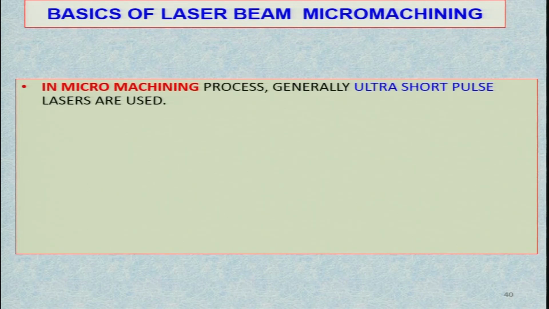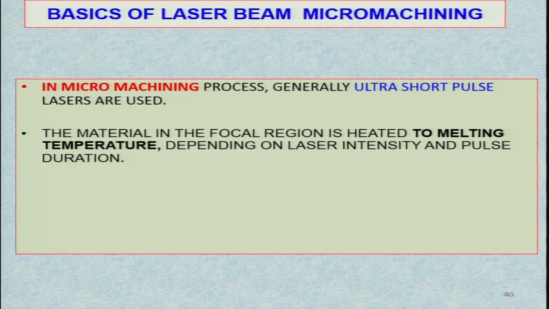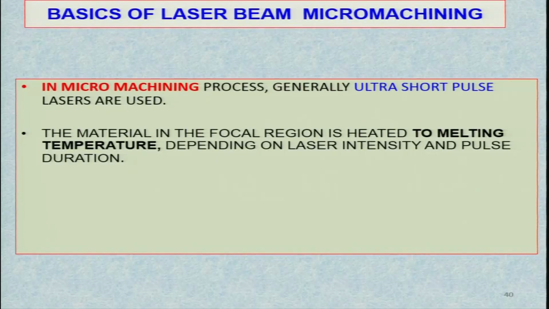Basics of laser beam micromachining. In micromachining process, generally ultra short pulse lasers are used. See, there are three kinds of laser that you can use: continuous laser, short pulse laser, and long pulse laser, and each type of laser has its merits and demerits and application. Some of them we will discuss in this lecture and in the following lecture later on.